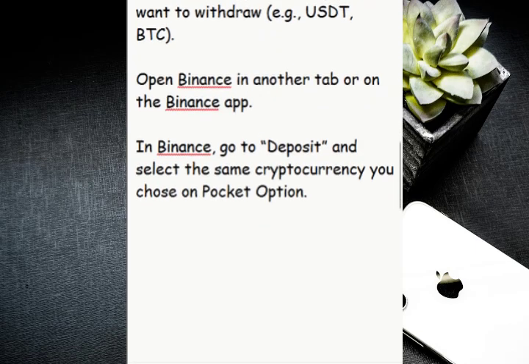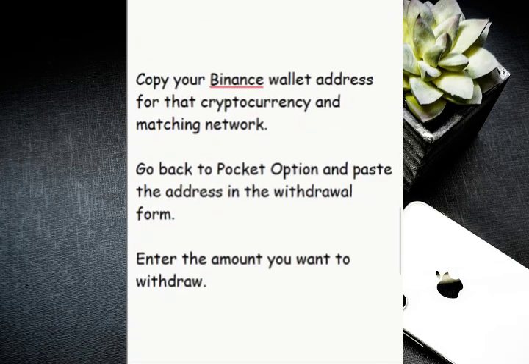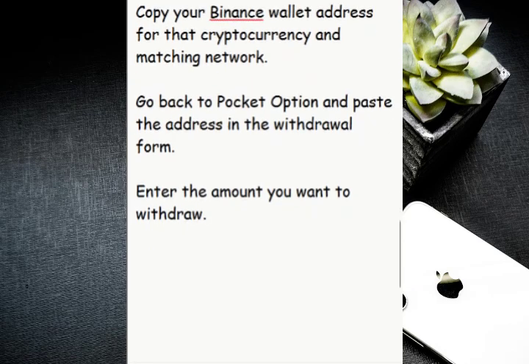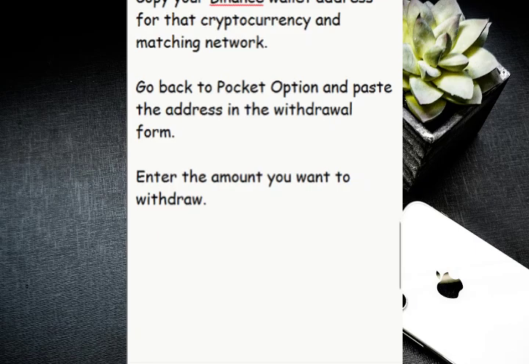Then in Binance, go to deposit and select the same cryptocurrency you chose on Pocket Option. Then after that, copy your wallet address for that cryptocurrency and match the network, and go back to the Pocket Option and paste the address in the withdrawal form and enter the amount you want to withdraw.